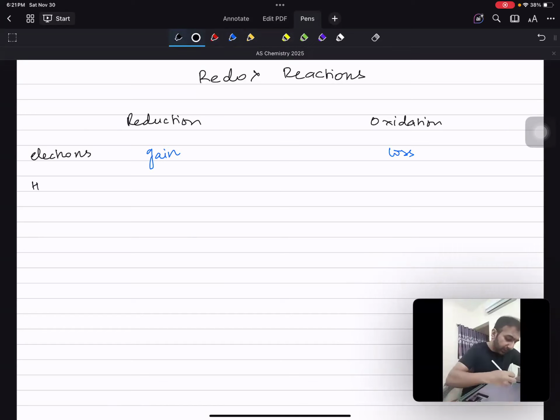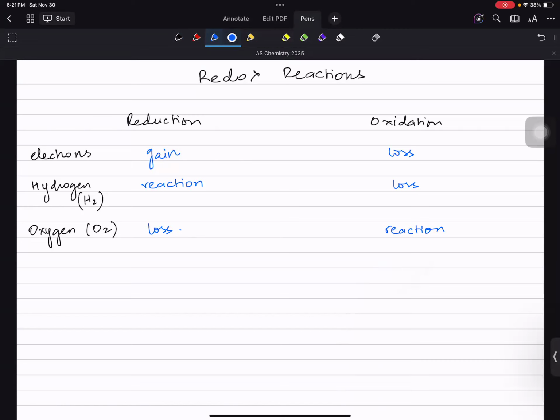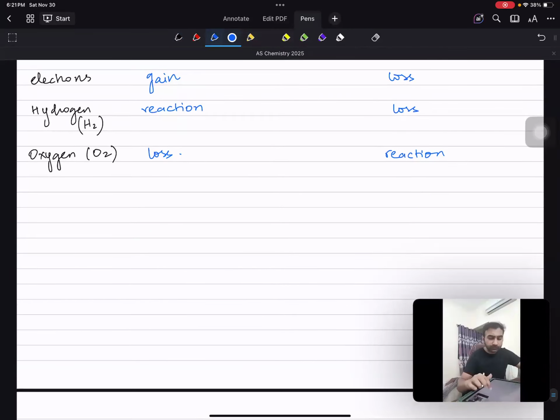When we talk about reaction with hydrogen, which basically is H2 or atomic hydrogen, reduction is a reaction with hydrogen, and oxidation is loss of hydrogen. If I were to talk about oxygen gas, which is O2, then oxidation means reaction with oxygen gas, and reduction would mean the loss of oxygen. With some basic examples, we'll also come across more of them. So first, we're going to have some very basic examples.